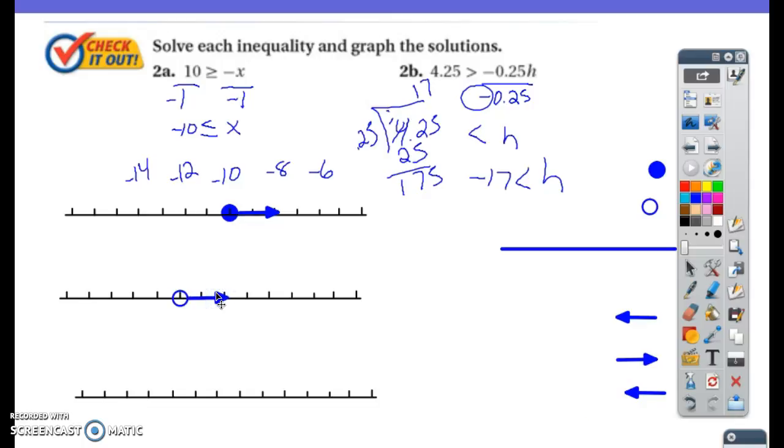So negative 17 is less than h: negative 17, 18, 19, negative 20, and then 17, 16, 15, 14. Satisfy yourself, make sure it's right. Negative 14 is greater than negative 17, so yes, it's all values to the right of that one.